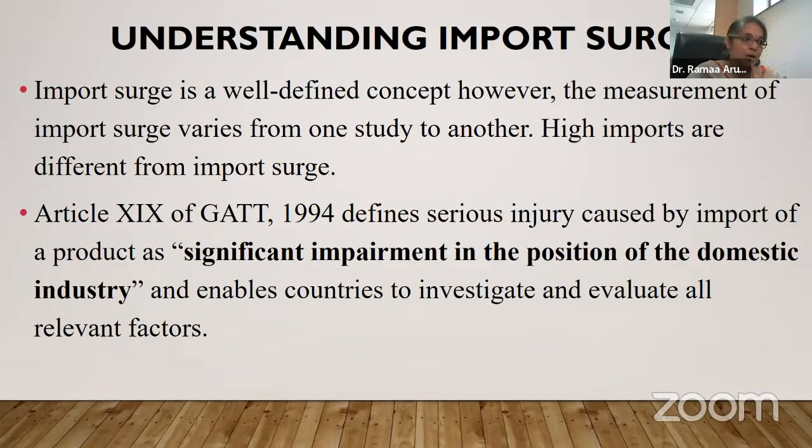According to the Agreement on Safeguards under the WTO, Article 19 of GATT defines serious injury caused by imports of a product, as per the definition, as the significant impairment in the position of domestic industry. And this act enables countries to investigate and evaluate all the relevant factors, and then finalize the impact that the import surge has caused on domestic output. And it follows that the raising of barriers is possible for that particular product.